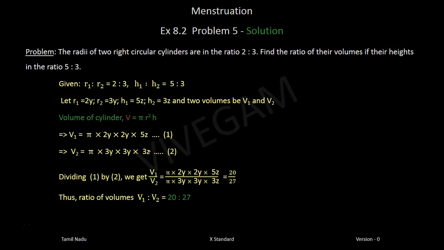Now dividing 1 by 2, we'll get V1 by V2. V1 by V2 will be equal to this whole lot divided by this whole lot. So you'll be able to see pi and pi get cancelled. This y will get cancelled. These two y will get cancelled. This z also will get cancelled. So you'll be left with 2 into 2 into 5 divided by 3 into 3 into 3. That is 4 into 5, 20. 3 3s are 9, 9 3s are 27. Thus the ratio of the volumes will be 20:27. Okay, I hope you got the problem correct.